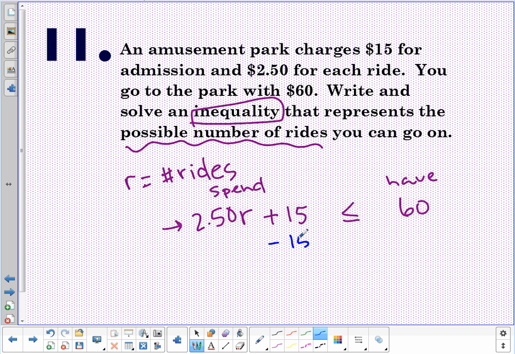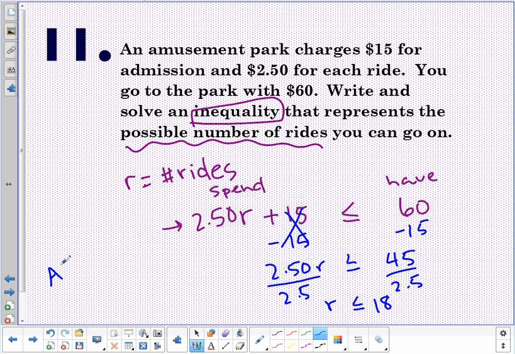Subtract the 15. I have 250R is less than or equal to 60 minus 15 is 45. And then divide by the 250, or the 2.5. I'm dividing by a positive, so I don't need to flip the symbol. 45 divided by 2.5 is 18. So at most, 18 rides.